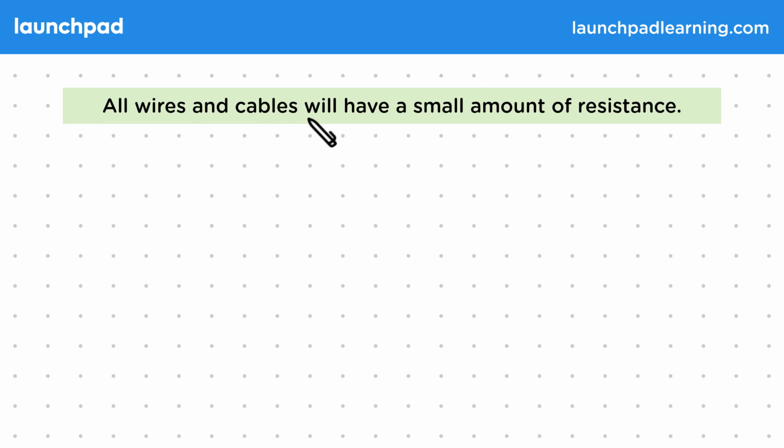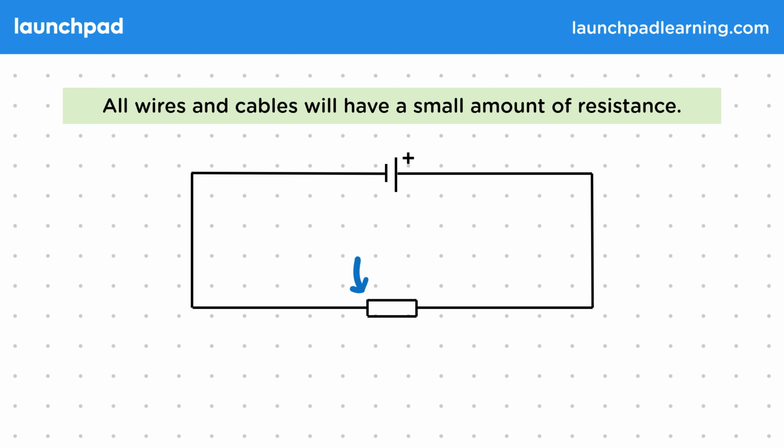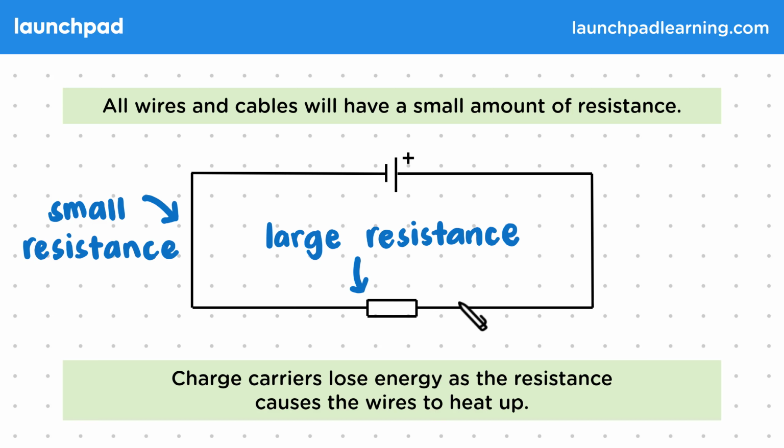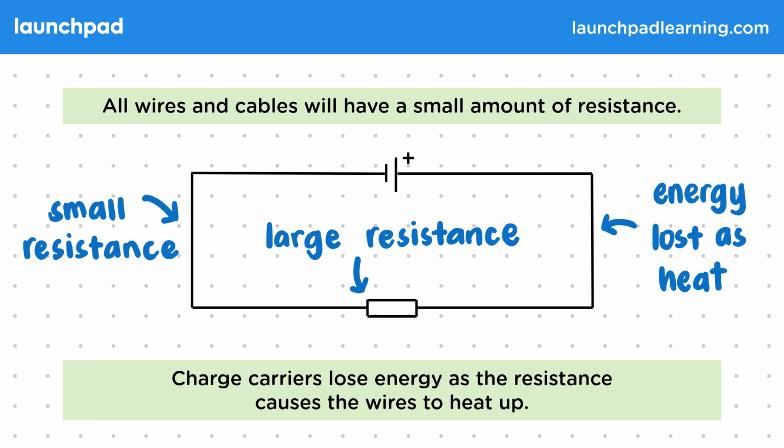All wires and cables will have a small amount of resistance. A resistor has a large resistance in comparison to a wire, which only has a small resistance because it has a smaller concentration of ions. Charge carriers lose energy as the resistance causes the wire to heat up. So energy is lost as heat, and this is due to collisions between the charge carriers and the ions in the conductor. Wires are made with as low resistance as possible to reduce heat loss, but resistance can't be removed entirely.